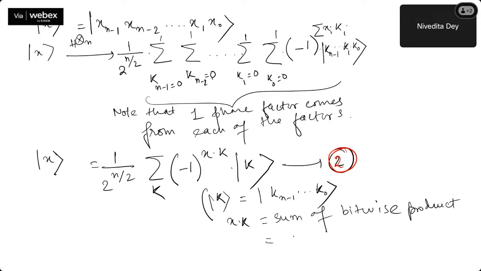Sum of bitwise product. That is x0 k0 plus x1 k1 plus x2. That's a sum of the bitwise AND operation. Sorry, I said it was OR. It's a sum of bitwise AND, x0 k0 plus x1 k1 plus x2 k2. Likewise, it will go till x n minus 1 k n minus 1. So both have a similar meaning. Now we will combine one and two both, and we'll see what happens to the output.